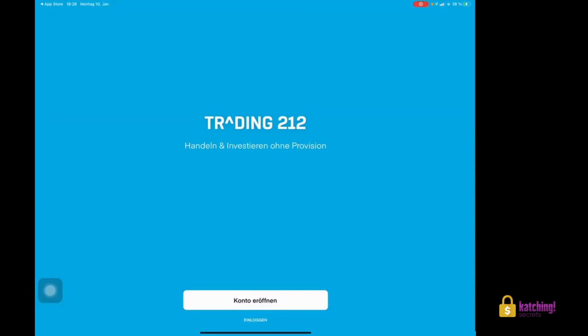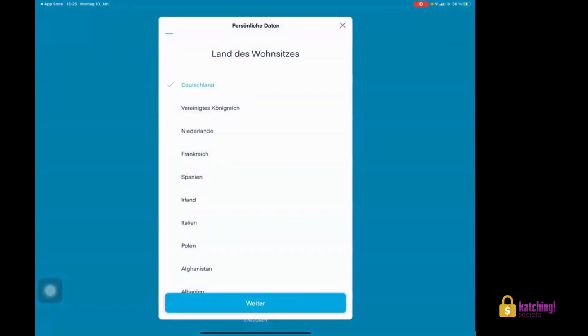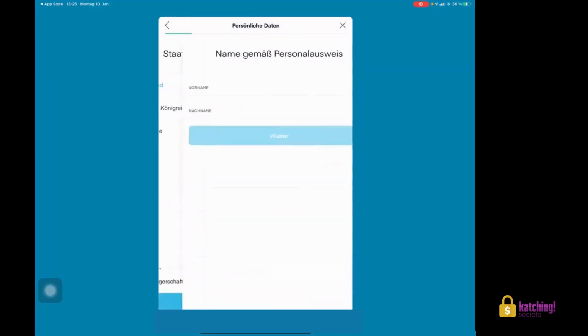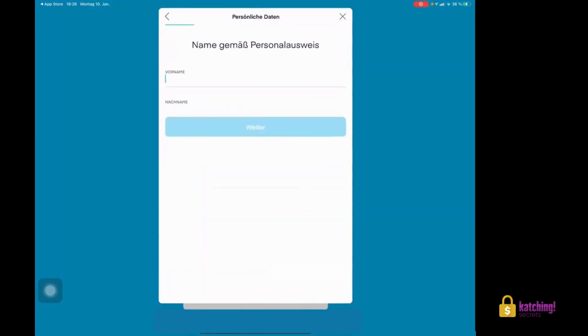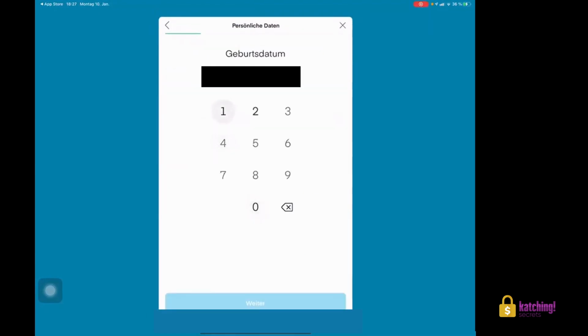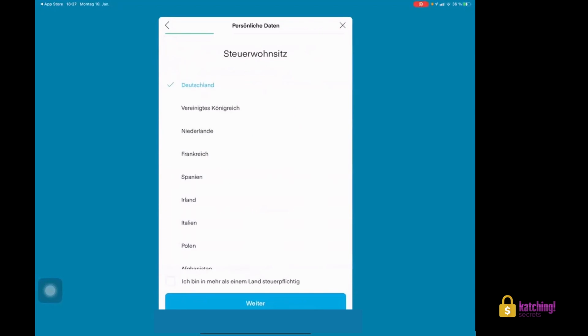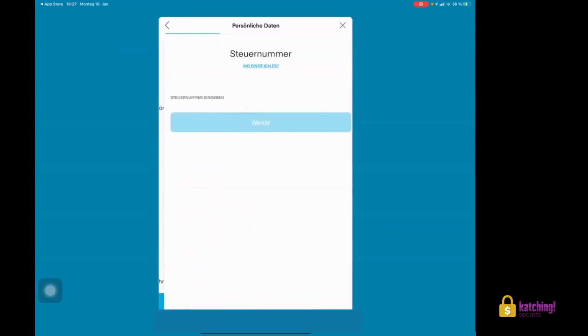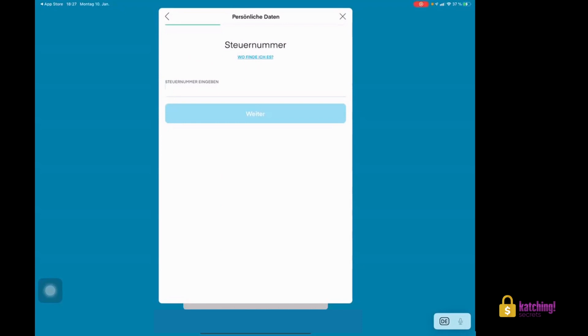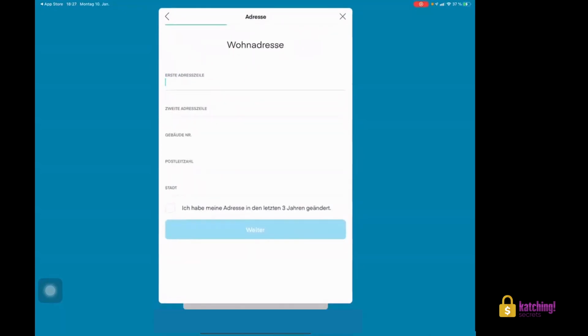So click on that. Or did you open an account yet? Now date of birth. You're entering your phone number. This is the tax residency. Then you have to enter your tax number, and your address of residency.